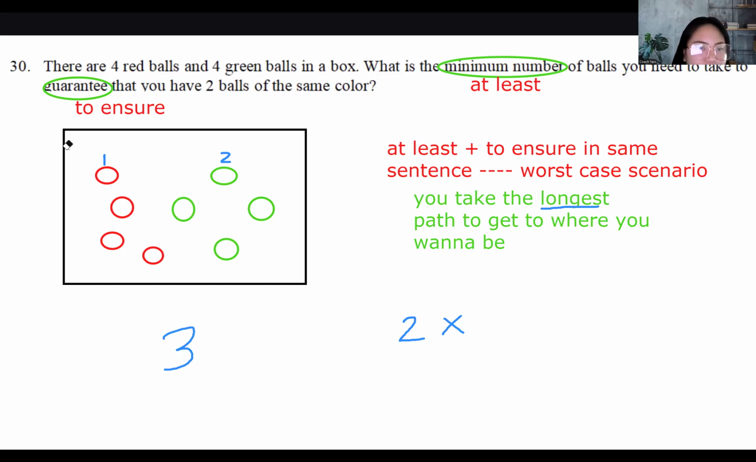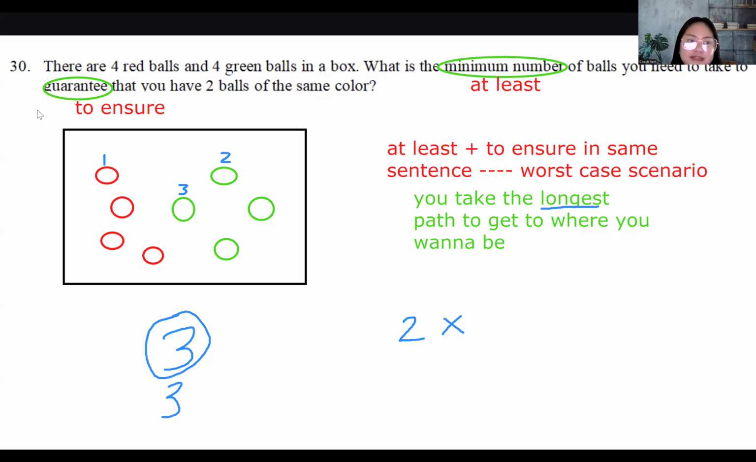What's the other possibility? You take the third one to be a green ball. And it's still going to give you two balls of the same color. So still three. So that means it will take you 3 tries so that you will have a guarantee that you have two balls of the same color. Either two red or two green. You get it? You get this? Worst case scenario.